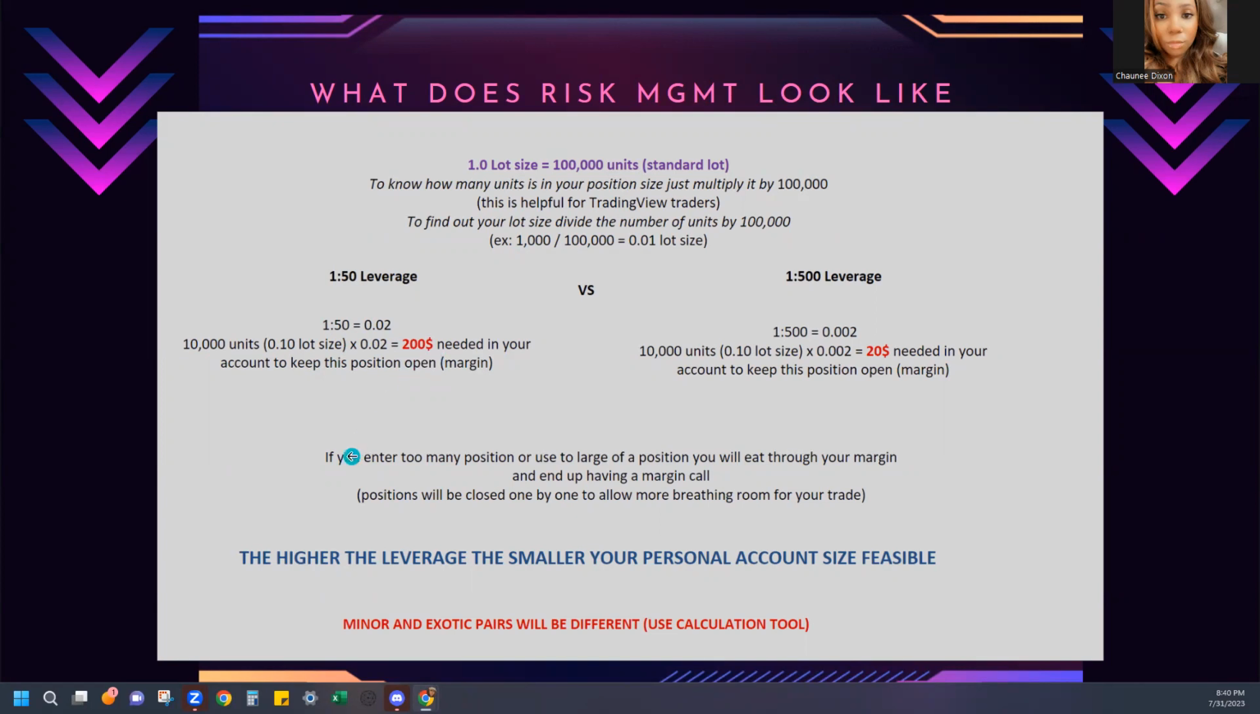So if you ever look on, I should have done a print screen or a screenshot of it, but if you're in MetaTrader and you look at your account, it'll show your account balance. And let me go to it actually.